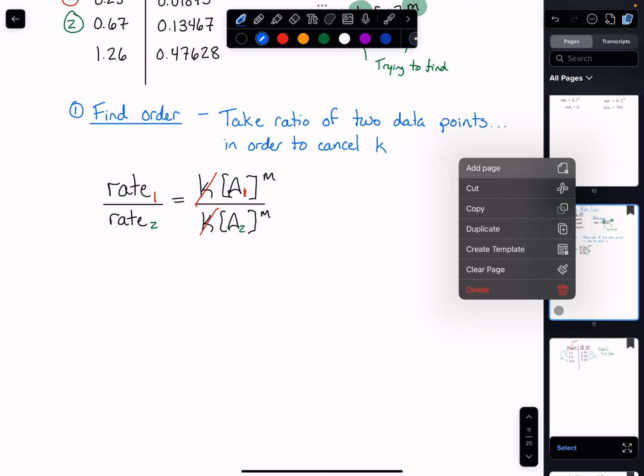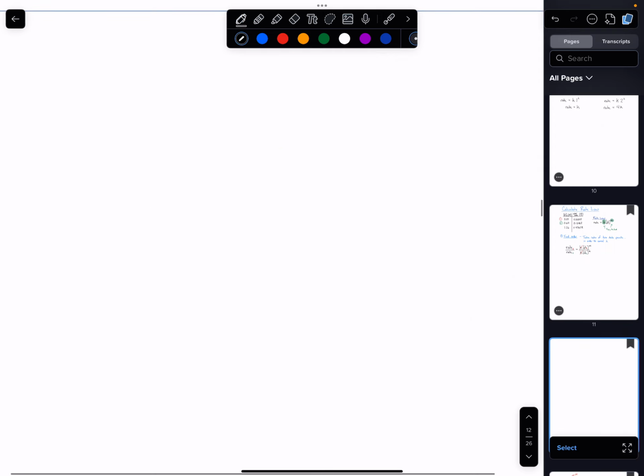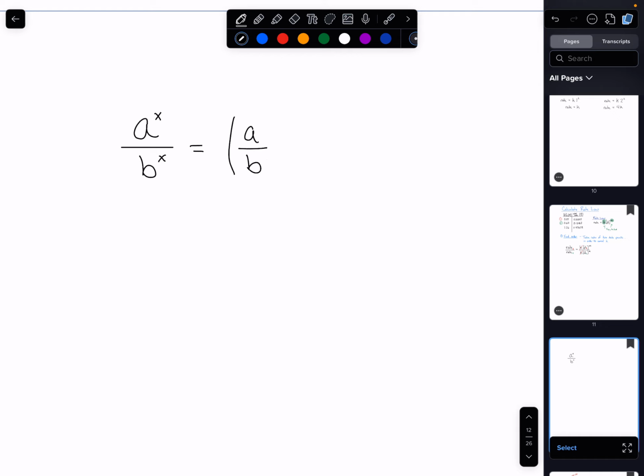So we're going to need to use two important algebraic expressions. The first one is that any number raised to some power divided by another number raised to that same power is just equal to A divided by B, all raised to that exponent. So we can gather those m's up into just one place here using this expression.